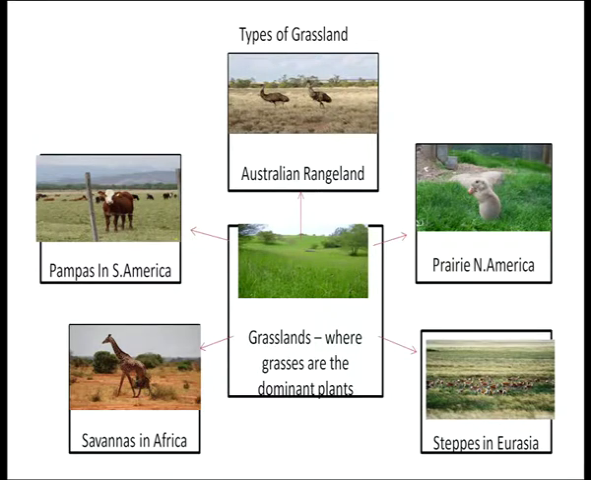The grasslands of Australia are called rangelands. The grasslands in North America are called prairies. In Eurasia, they are called steppes. And in Africa, they are named savannas, and they are known as pampas in South America.